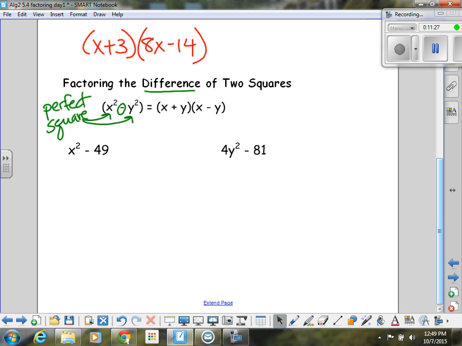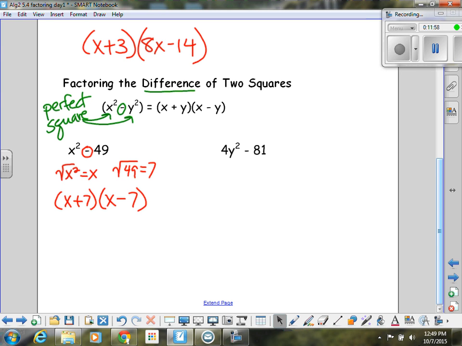So if we see that, then we know that we can take the square roots of each of them, and in one parenthesis we'll have those square roots added, and then in another parenthesis we'll have those square roots subtracted. So let me show you how that works in this first one. If I take the square root of x squared, that just gives me x. If I take the square root of 49, that just gives me 7. Notice that it's a difference of them. So according to our factor pattern, this would look like x plus 7 and x minus 7.